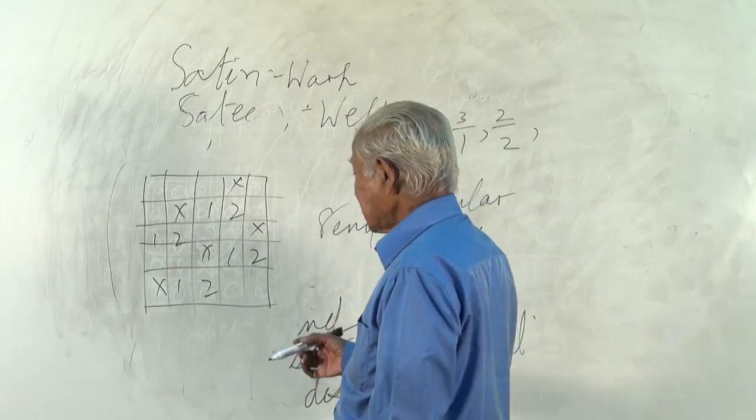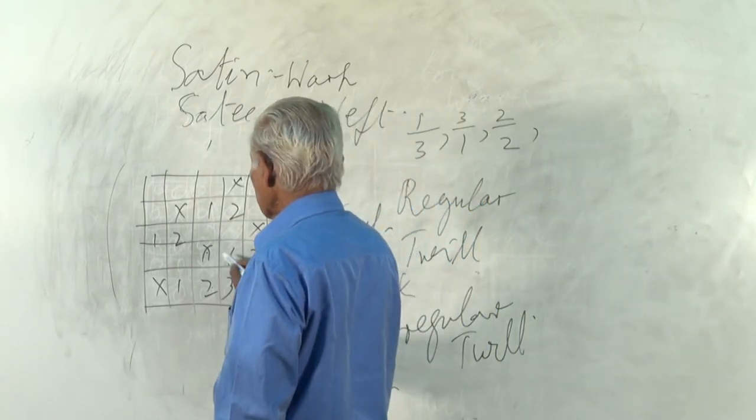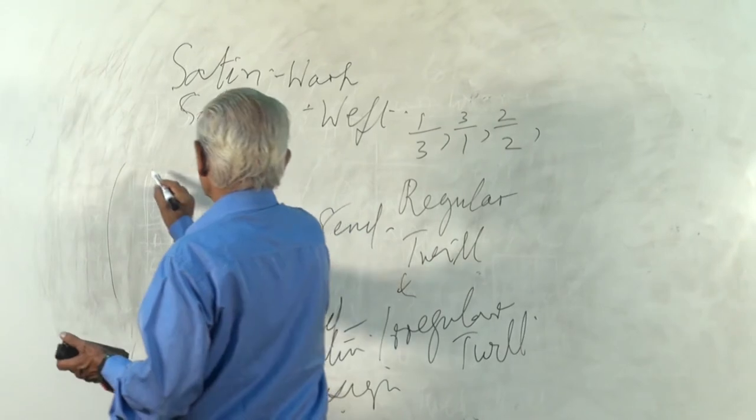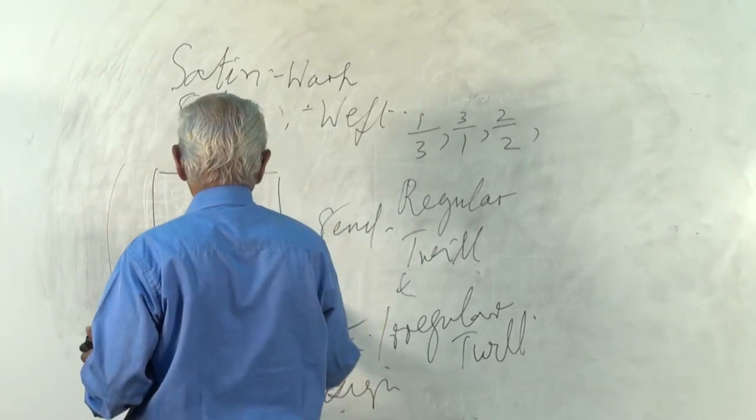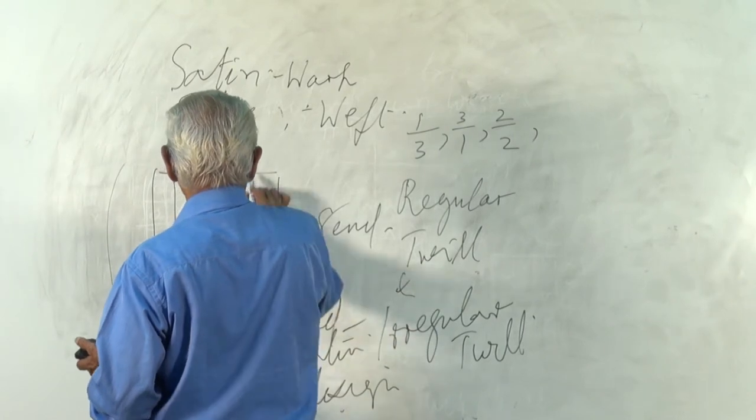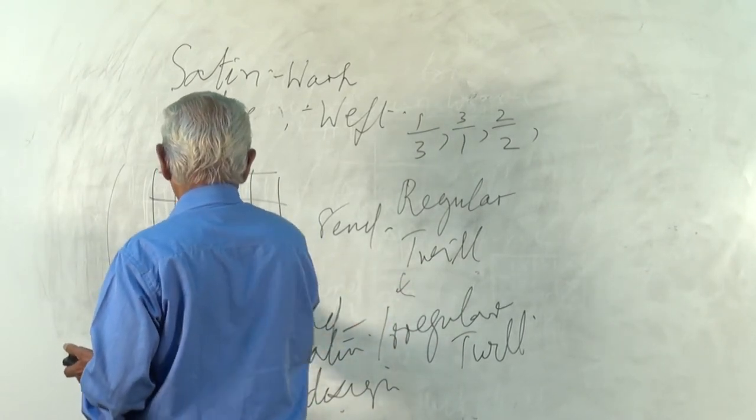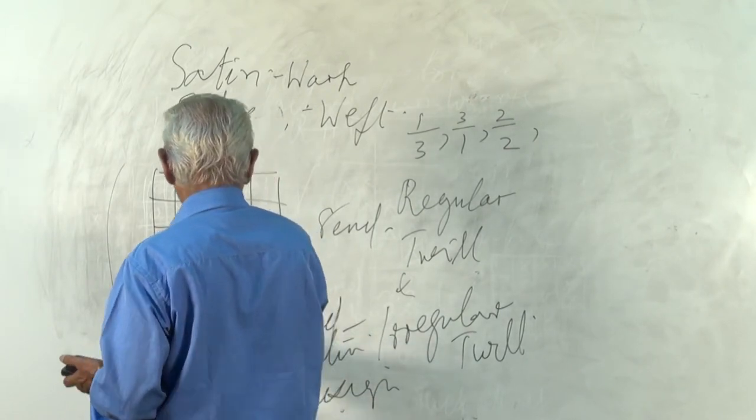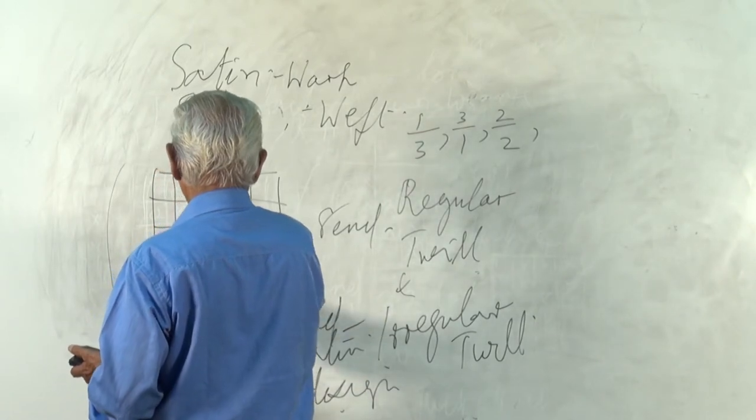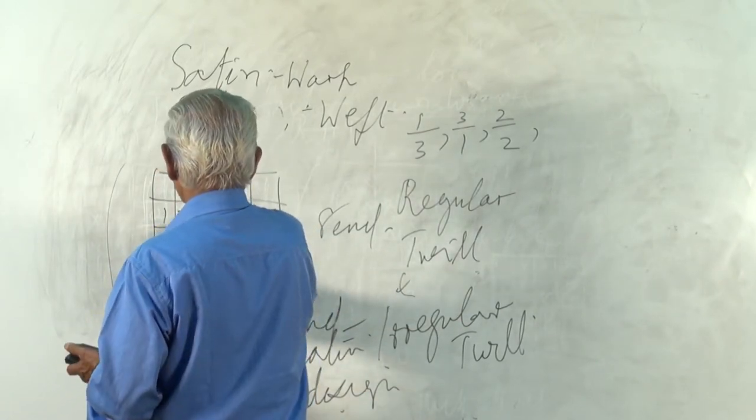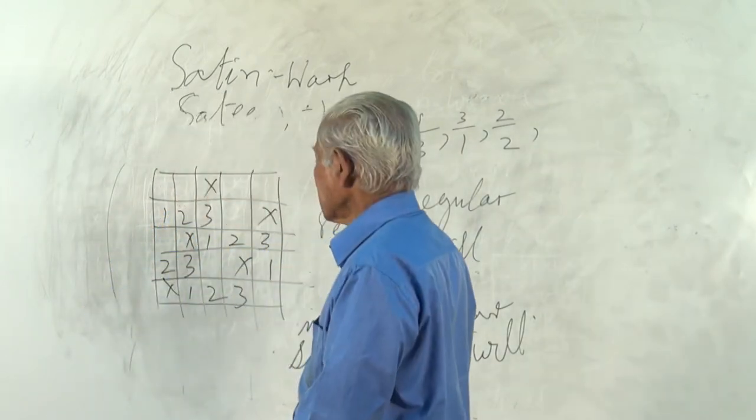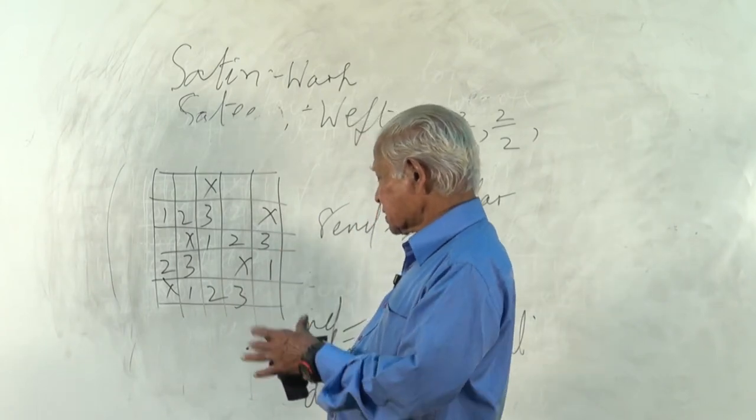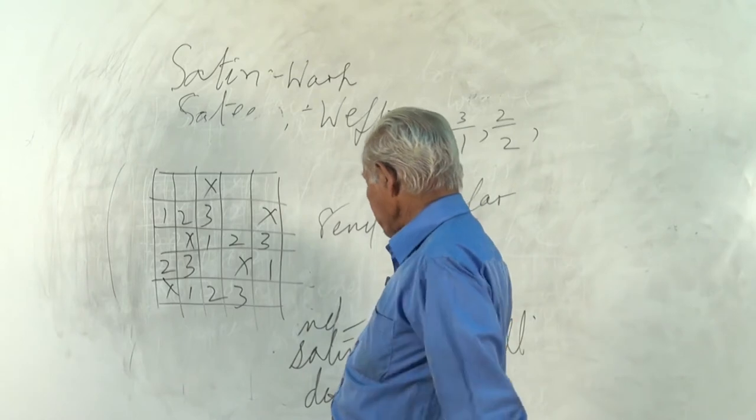It's quite simple, and one can even take three steps here. In that case, this cross will come here. I'll demonstrate that also to you. One, two, three, one, two, three, one, two, three. So this is also a satin by taking three places. Earlier it was constructed taking two places. Both are correct.